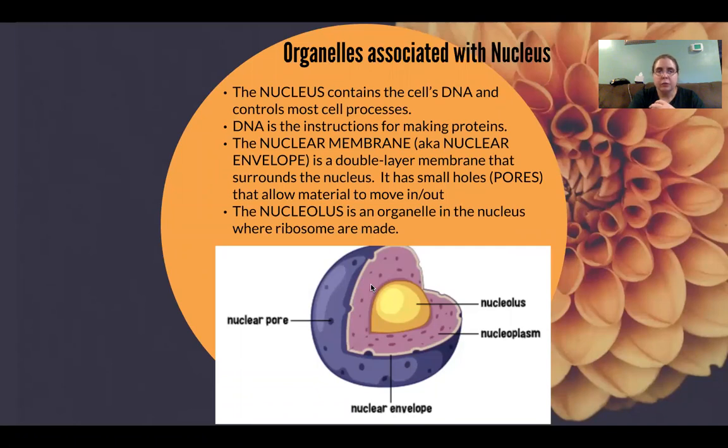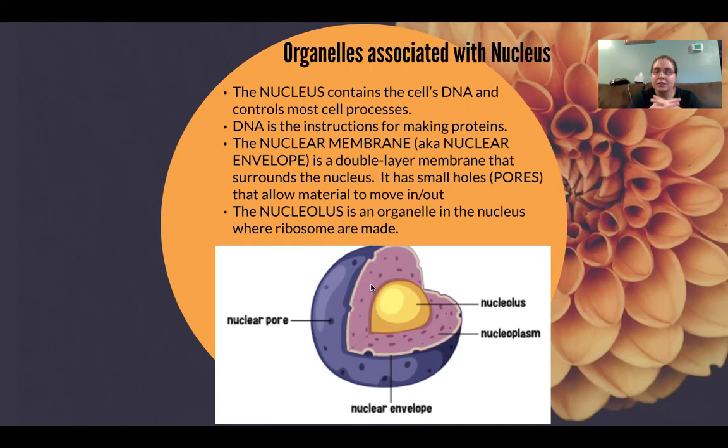Outside the nucleus, we have what's called a nuclear membrane. It could also be called the nuclear envelope, and it is just like the cell membrane, a double layer membrane that completely surrounds and protects the nucleus. It's even more selectively permeable than the cell membrane because you don't want a whole lot of things going in and out of the nucleus and messing with your DNA.